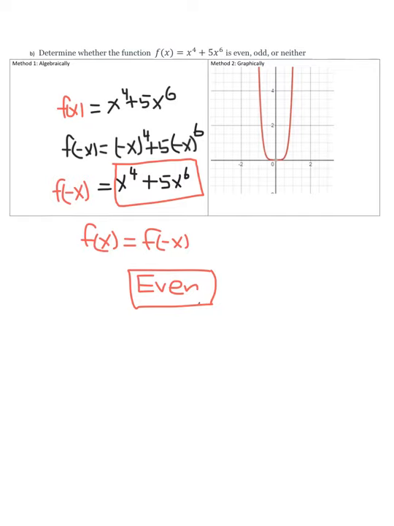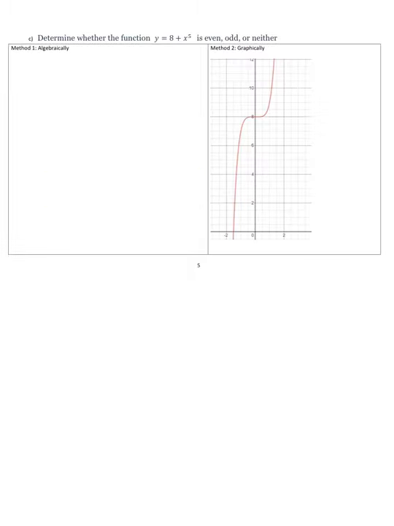How else can we verify that? If I look at the graph, I see it's symmetric about the y-axis. That's how we confirm it. If it's symmetric about the y-axis, then we know it is even. Let's go to another one here.